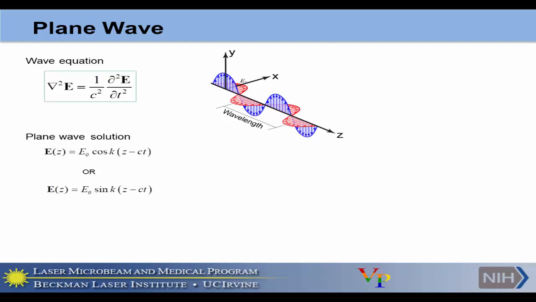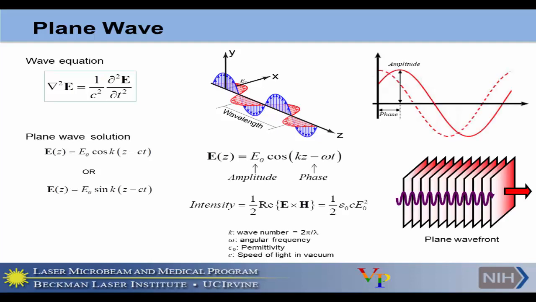This one has E naught, which is the amplitude, the maximum value, and it has a cosine function. So this is a cosine function, and a sine function also. Both of them are solutions to the wave equation and are called plane wave solutions. And once we consider that plane wave, E naught, the maximum value, is known as the amplitude. And the argument within the cosine function is known as the phase. And then we can obtain the intensity by the cross product of the electric field and magnetic field.